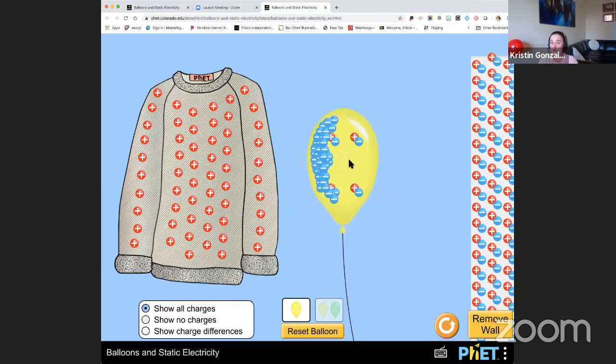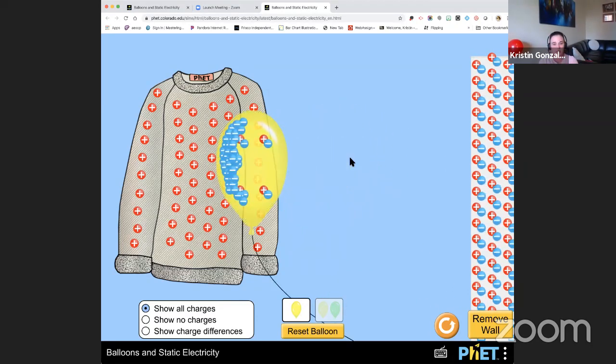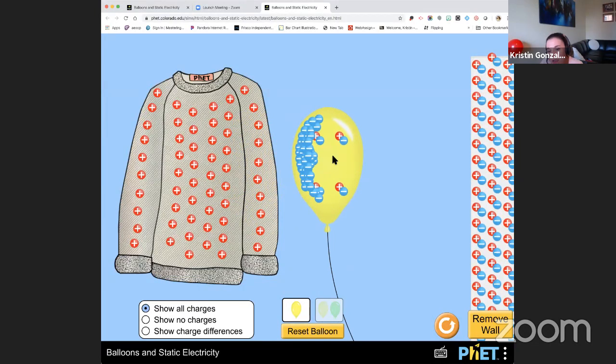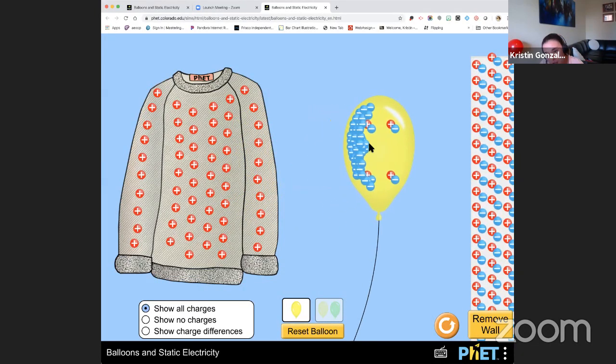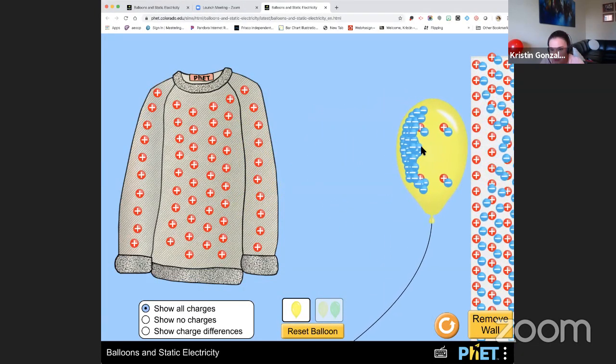If I let the balloon go when it's close to the sweater, what's going to happen? It's attracted to that because it's oppositely charged. If I bring my balloon close to the wall, which is an insulator, those electrons are not going to actually transfer through the material, but you can see we get that separation of charge in the wall here, where those positive charges are close and the negative charges are further away, and we get that attraction between the wall and the balloon. That's the polarization part, right? So we had charging by friction, and we had polarization there.